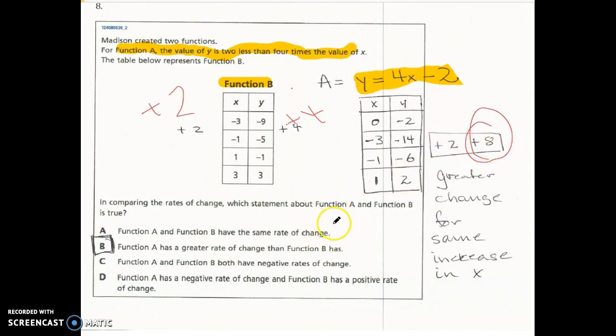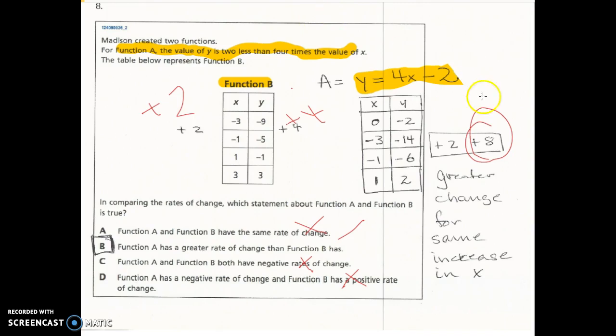So if I go through each one of these, function A and B have the same rate of change. That's not true. A has a greater rate of change. That's true. But let's check the other ones. Function A and B have negative. That's not true. And function A has a negative and B has a positive. That's not true either. And my final answer is B.